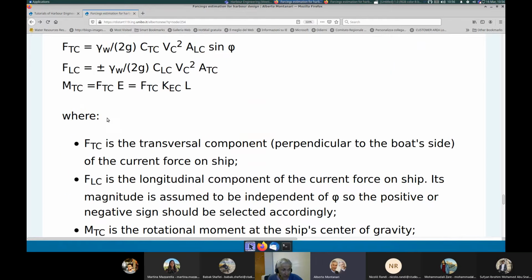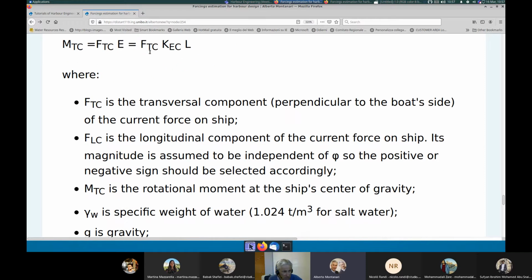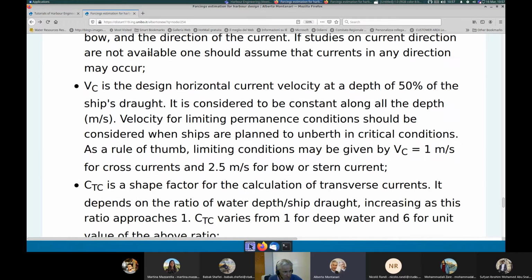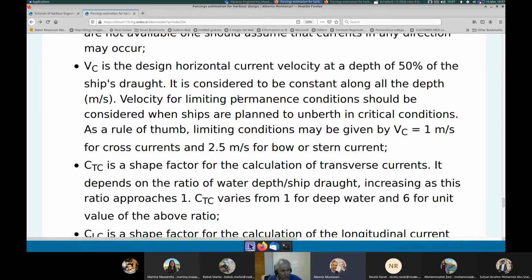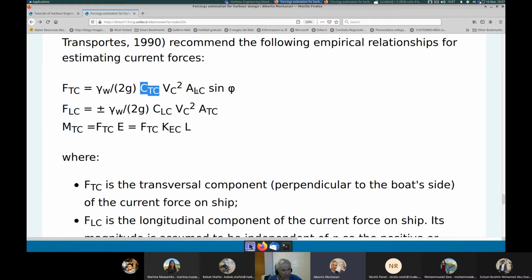Basically, these are the transversal component, the longitudinal component, and the rotational moment. And here you have again the specific weight of water, the gravity, and the velocity of the current, which is squared, and then the transversal and longitudinal area of the ship. They are very simple. And here you have a coefficient. I don't remember, let me see. It's a shape factor, yes. And I don't think it is necessary that you learn them, okay?